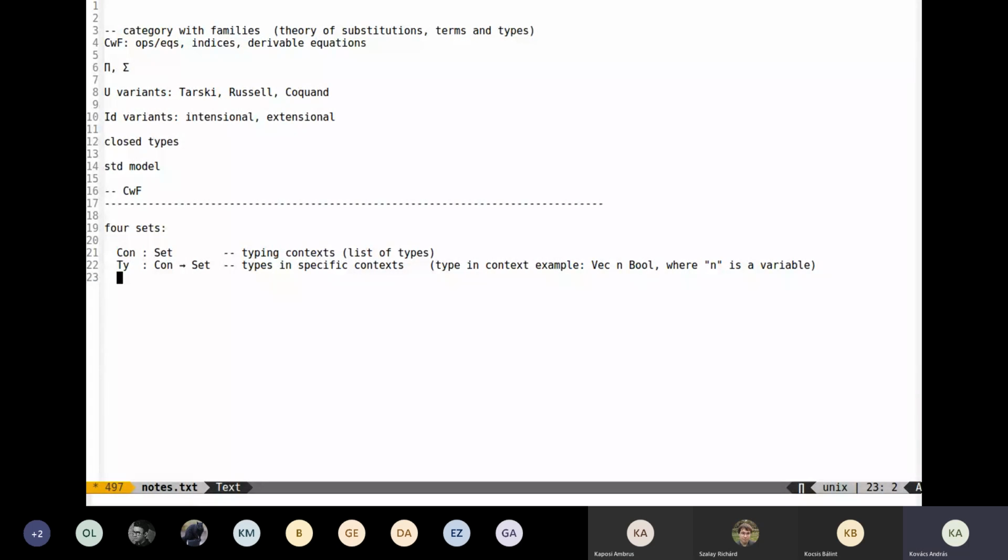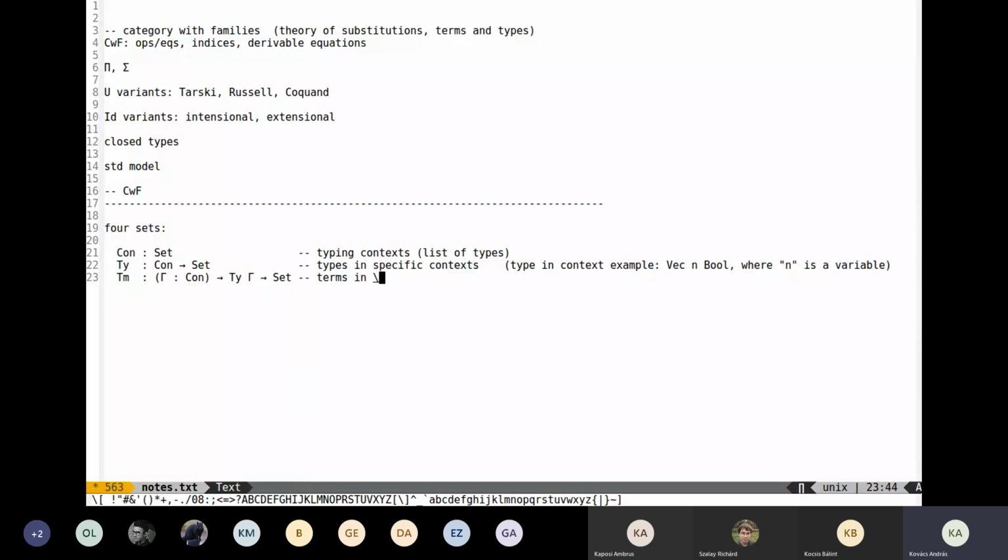Okay, and we also have terms. So terms live in some gamma context and have some type. So terms in gamma context with a type in that context. So this is a family of sets which is indexed over contexts and also indexed over types.